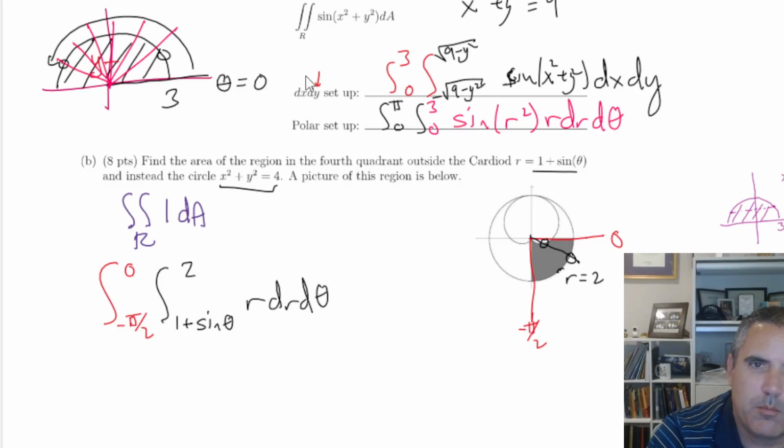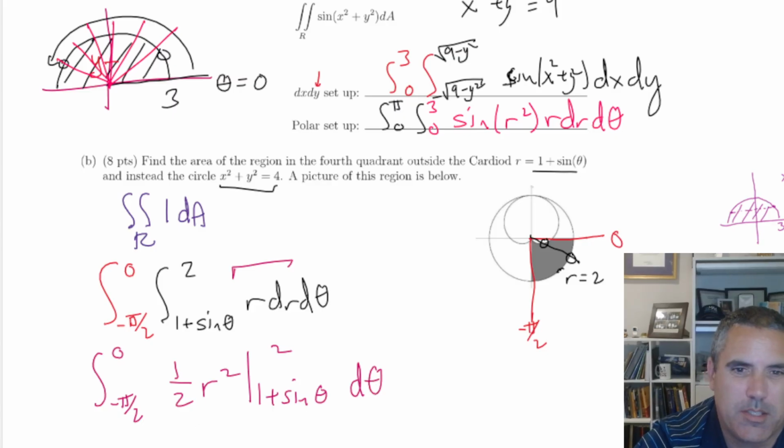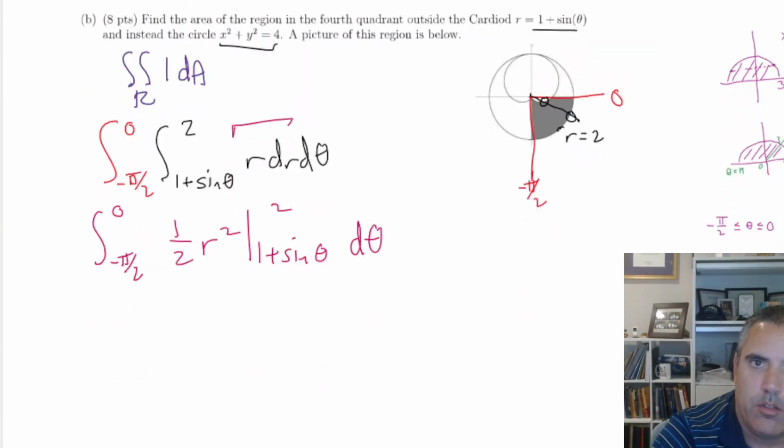The rest of the problem becomes calculation. I have had a few students ask about that, so let's just run a step in. You're integrating with respect to r, so this is going to be negative pi over 2 to 0, of 1/2 r squared, evaluated from 1 plus sine of theta to 2, d theta. And the rest is going to be calculation, but let's keep going a little further.